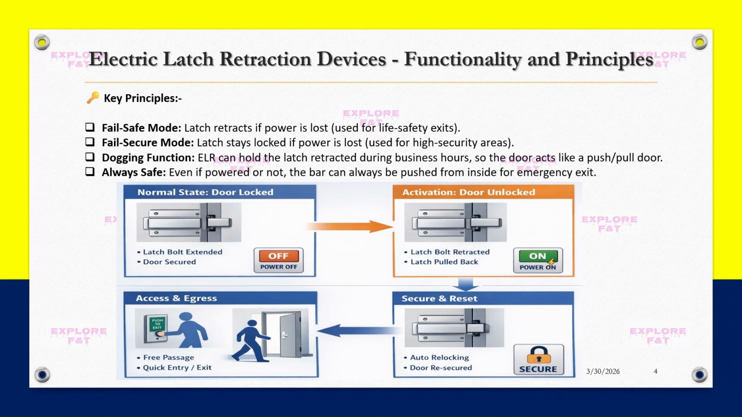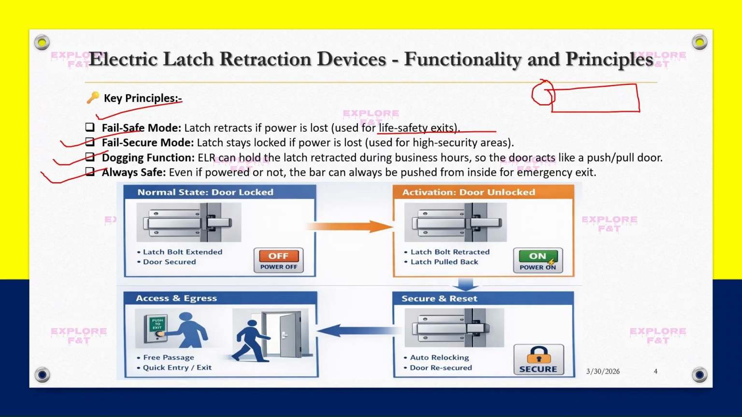So here are some key principles. On what basis will it work? Here you see fail safe mode, fail secure, dogging function, and always safe. Fail safe mode means the latch retracts if power is lost, so it is used for life safety exits. This fail safe mode we need for every emergency exit door. If you don't know which mode to consider, just consider emergency, meaning whenever power is lost.